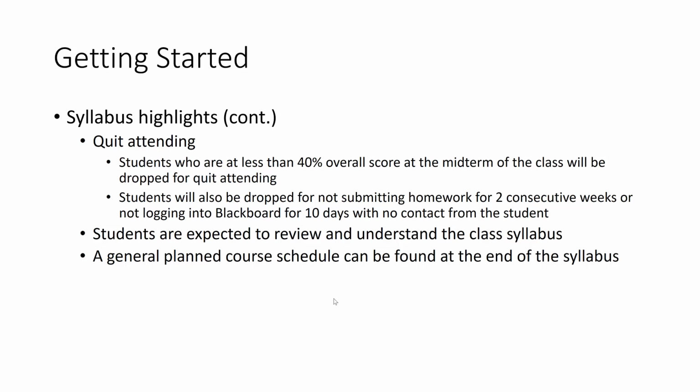DMACC also requires that about halfway through the semester, at midterms essentially, I report students that have quit attending the class, and that's essentially students that are no longer putting any effort into the class or have walked away from the course. So the way I determine that a student has quit attending is if they are at less than a 40% overall score at that time in the course, or that they have not submitted work for 2 consecutive weeks at that point, or not logged into Blackboard for 10 days at that point without having made contact with me with some reasoning for that.